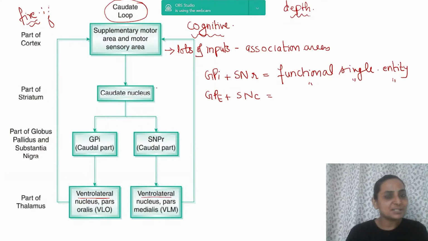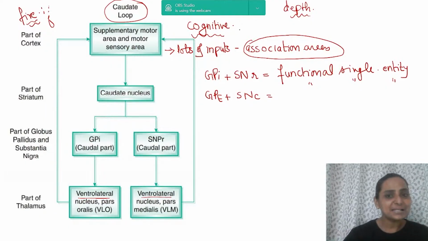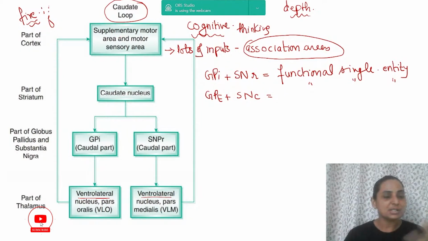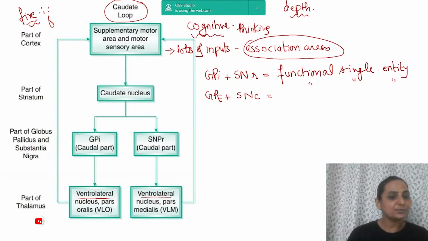So what is the role of this caudate nucleus? This caudate nucleus, which receives lots of inputs from the association areas, basically helps in thinking, which we will elaborate on a bit more when we study the functions of the basal ganglia. So the caudate loop receives inputs from the cortex, with lots of inputs coming from the association areas, going through the caudal part of the globus pallidus internal segment and the substantia nigra pars reticularis to the motor nucleus of the thalamus, that is the ventrolateral. So this is the caudate loop.